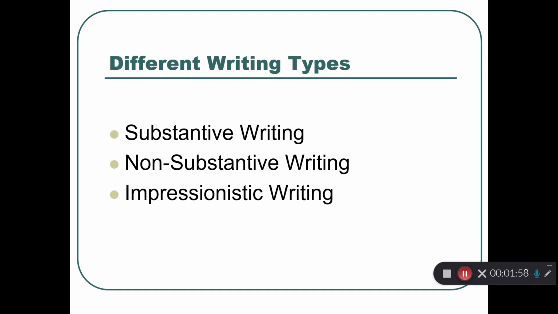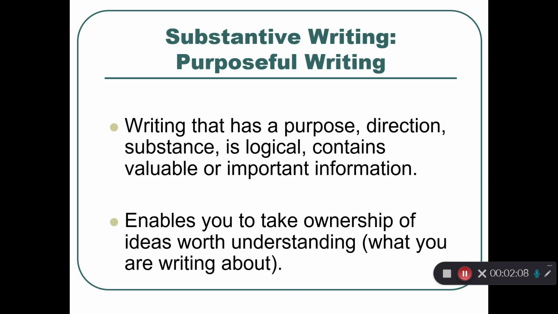Today we are going to discuss 3 different writing types: substantive, non-substantive, and impressionistic writing. First, let's go over substantive writing, which can be referred to as purposeful writing. This is writing that has a purpose, direction, substance, is logical, and contains valuable or important information. It enables you to take ownership of what you are writing about. This would most likely be the type of writing you will be using the most throughout your time in school.